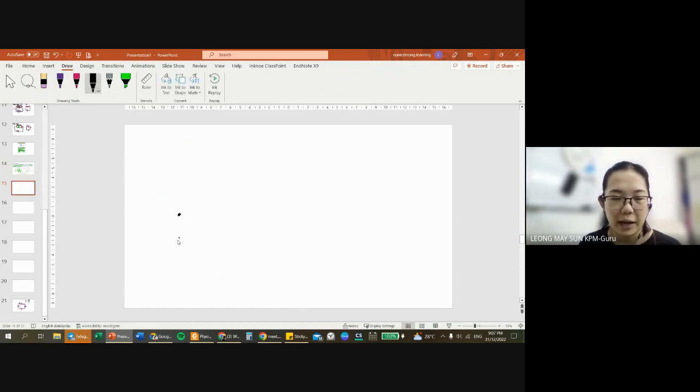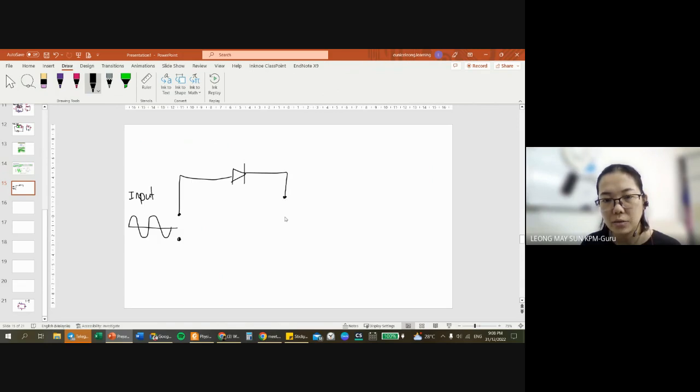So on the left-hand side, put 2 dots. This is where our input is going to be. And our input is actually coming from TNB and it's alternating current. Then you draw a simple circuit with a diode, and then it passes to, this is going to be the output. All right, that is going to be our output.